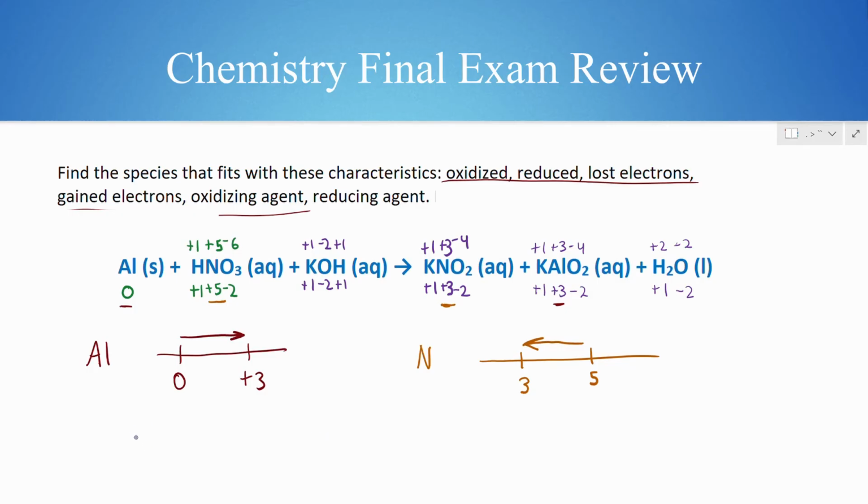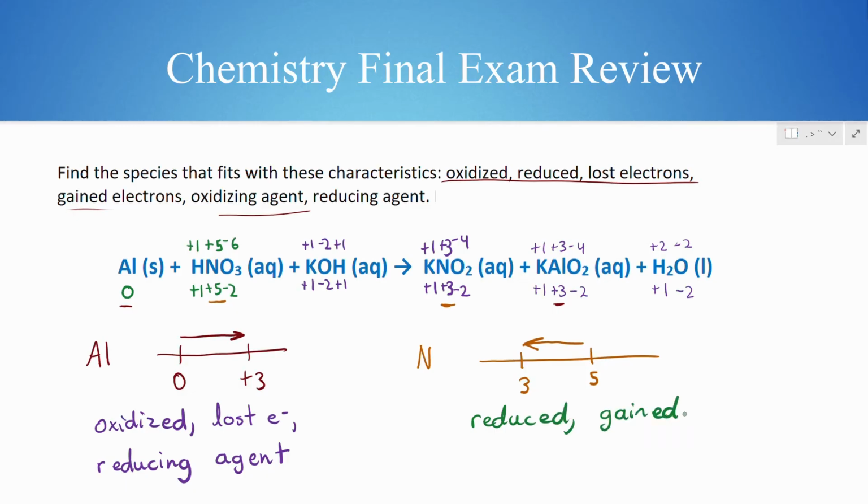So an increase of oxidation number indicates that that thing was oxidized. It lost electrons because it went more positive, so it had to lose the negative. And finally, we'll call this the reducing agent. If it was oxidized, then it had to be the opposite agent. So nitrogen is just the opposite. If the oxidation number decreases, then that species was reduced, it gained electrons, and we call it the oxidizing agent.